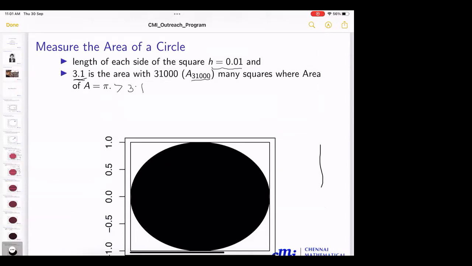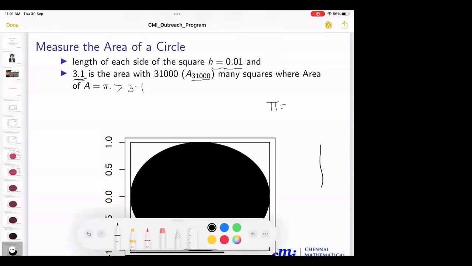We know one can come and say, well, pi might be 3.5. How do you know it's not 3.5? So that means we got a lower bound for pi, but can we get an upper bound for pi?